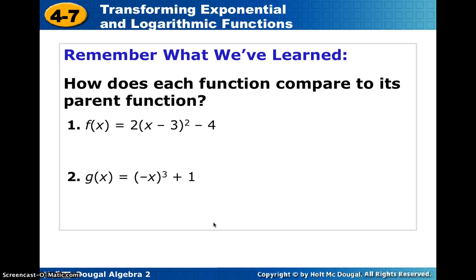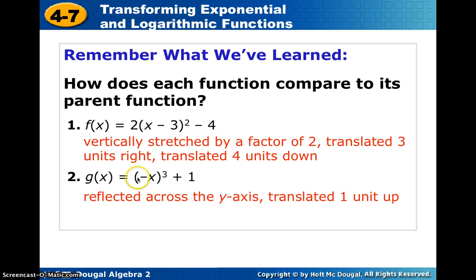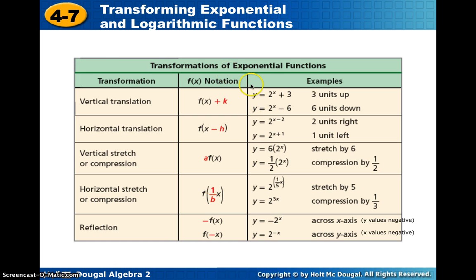So that means that the same things that you learned before also apply now. We learned before about the transformations of this function. We know that the 2 in front is a vertical stretch of 2, and that the inside here, this affects the x values. We have a translation 3 units to the right, and the negative 4 moves it down 4. And then a negative in front of the x here is a reflection across the y-axis. And then it's being moved up 1. So those same things affect exponential functions.